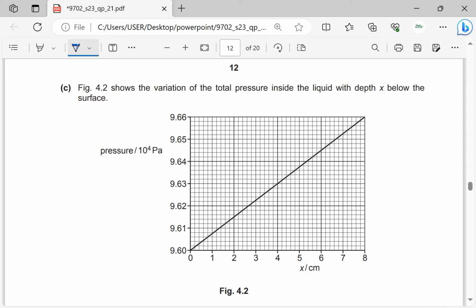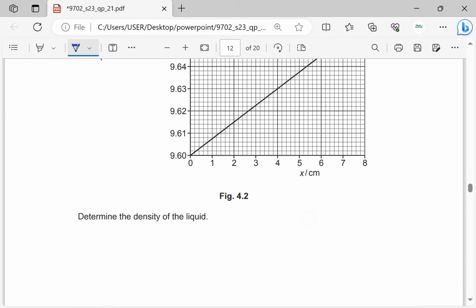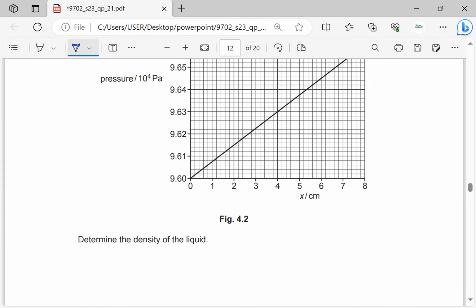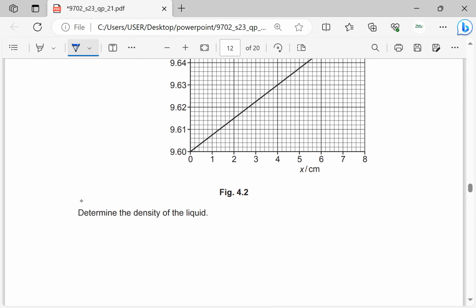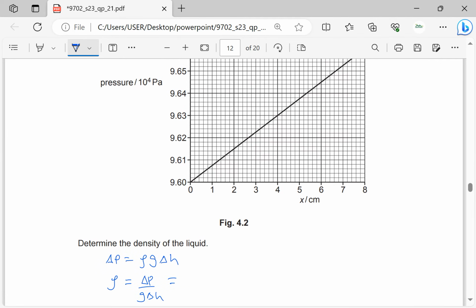The figure shows the variation of the total pressure inside the liquid with depth x below the surface. Determine the density of the liquid. Okay, so we have already seen that the difference in pressure from the top of the object and the bottom is given by density times g times the difference in height between the top and the bottom. So density is the difference in pressure divided by g times the difference in height.